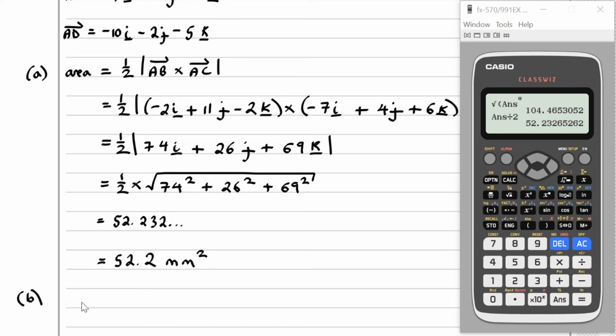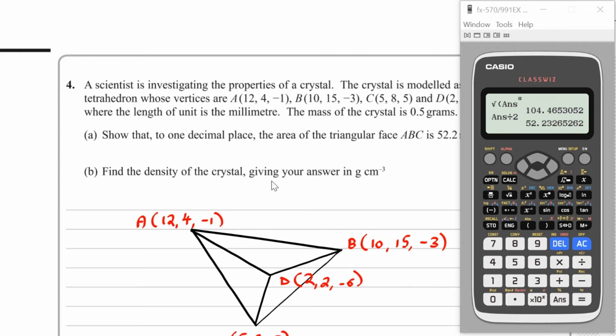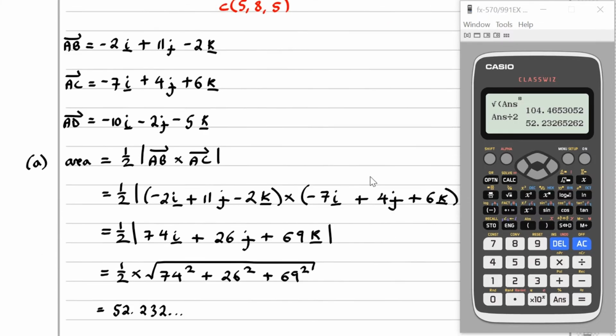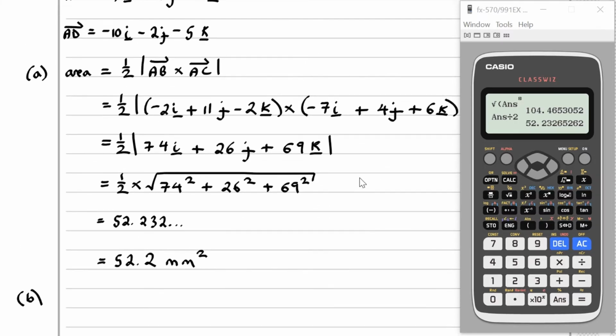And now for part B, we have to find the density of the crystal, giving your answer in centimeters cubed. So you have to be a bit careful here. We have millimeters and then centimeters here. We'll convert the units at the end. So first of all, you need to recognize that the volume of the tetrahedron is equal to 1/6 times the magnitude of AD dot product with the product of AB multiplied by AC.